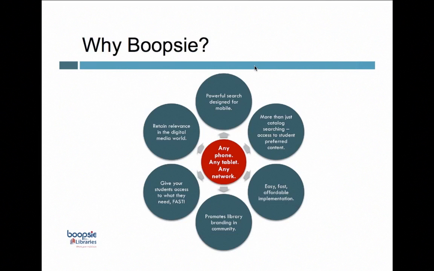So a little bit about Boopsie, and if I haven't convinced you already, why Boopsie as a partner for this project with your library? I think it really boils down to kind of 4 Any's. So there's any phone, any tablet, any network, anywhere. So no matter what kind of device your student is using, the app is optimized for that device. So no matter where they are in the world, they can still conduct research. Very important. So it allows your library to really retain relevance in the digital media world.